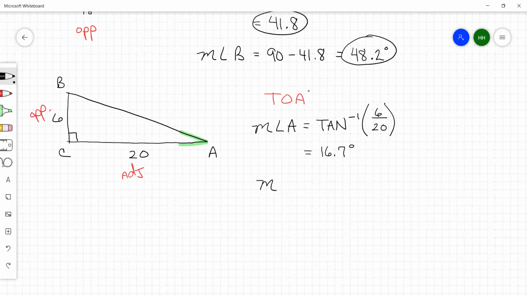The measure of angle B is going to be equal to 90 minus 16.7, which is 73.3. Everybody understand how that works?